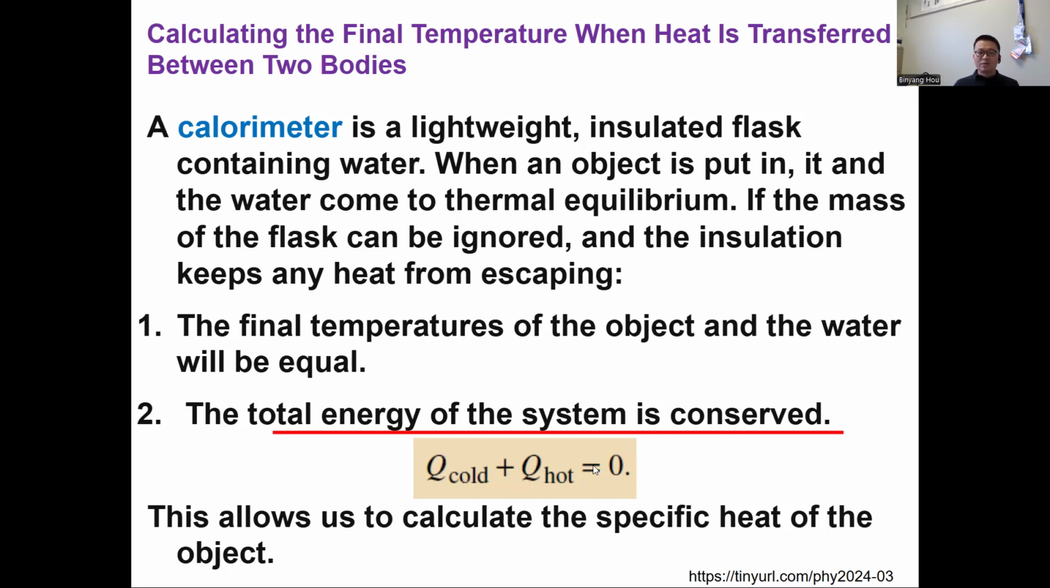So these two add up should be equal to 0 if you have two substances involved, one being the unknown substance, the other one being the liquid. Okay. Now, in such a scenario, it might be more complicated. You might have three objects.